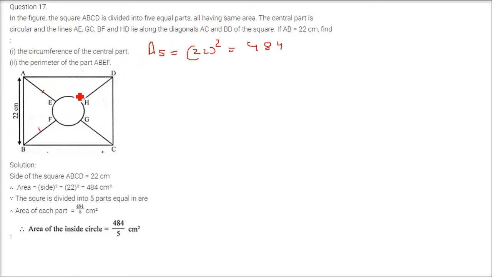Now this is divided into 5 parts: 1, 2, 3, 4, and 5. So we have 484 by 5 for each part, and one part will be this one. Let us equate it to pi r square, since we have to find out the area of this circle.